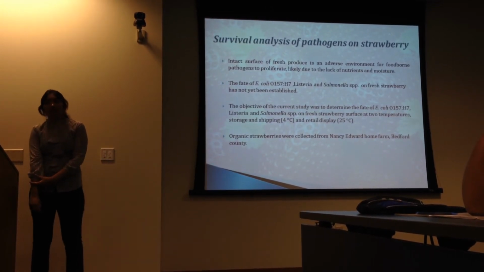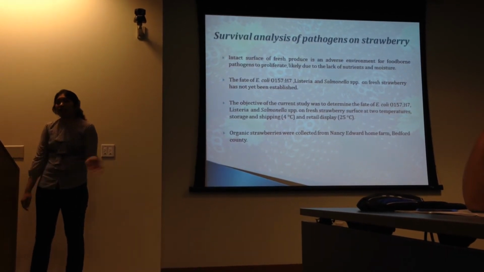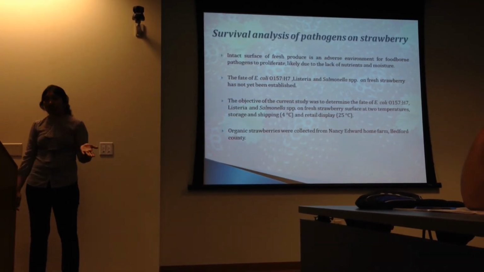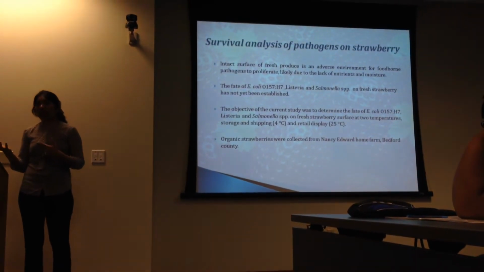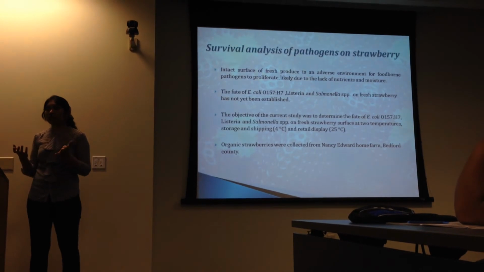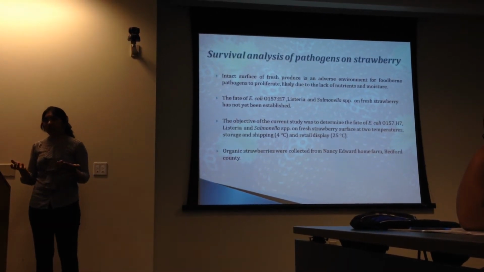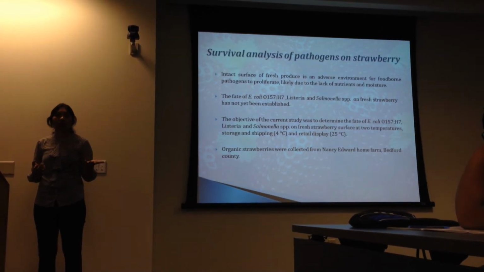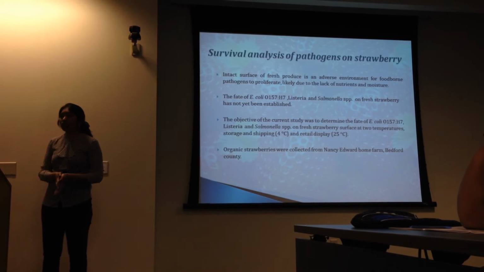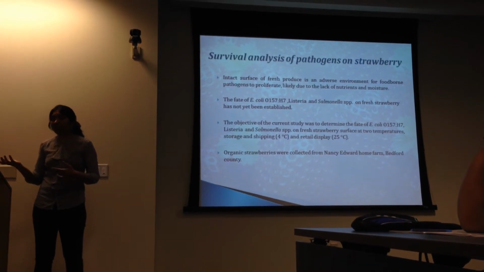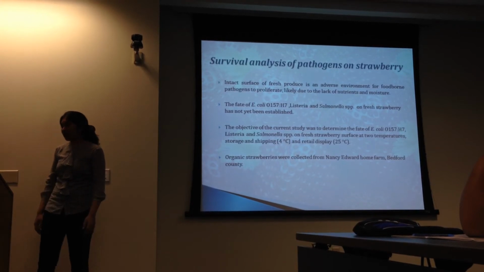For this study, we had taken organic strawberries and also non-organic strawberries, and we provided some conditions like storing them at 4 degrees and also at 25 degrees. Why? Because usually we store the strawberries at 4 degrees for storage, and 25 degrees is for retail display, like at markets and public places. That's the temperature at which we store them.